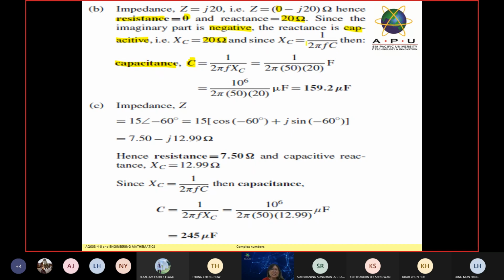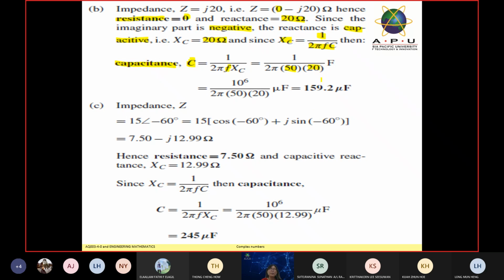So for capacitance, when you rearrange the formula from here, your answer will be C equals 1 over 2 pi F XC. The F is the frequency, substitute as 50 given by the question. And then the XC is the reactance, the capacitive reactance. Then you just substitute and you calculate.